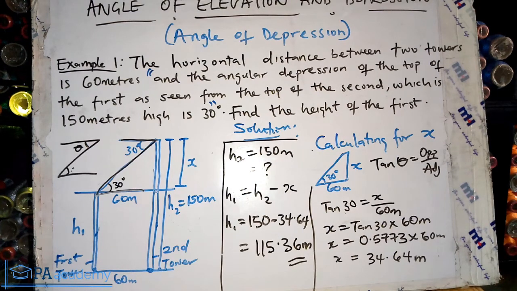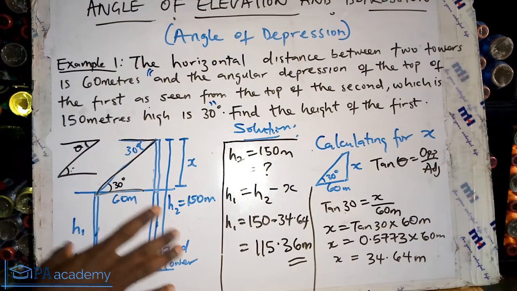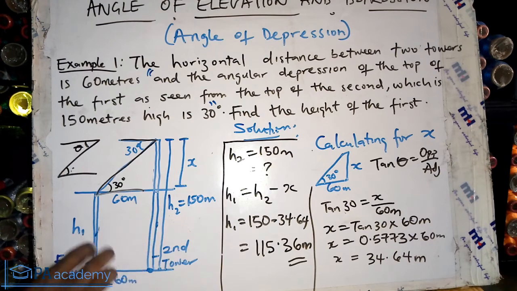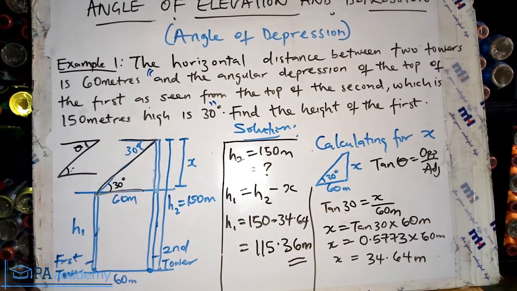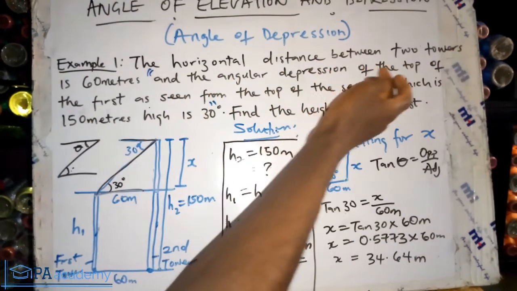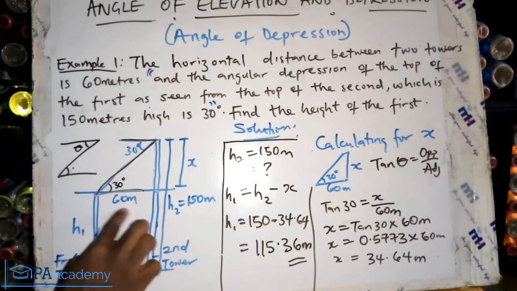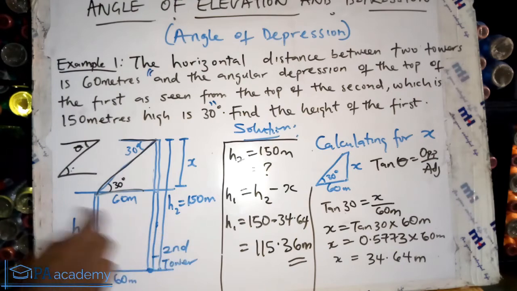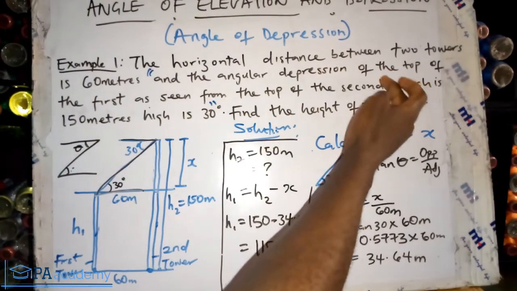So that means from this question, the height of this particular tower is 115.36. Let me explain this again. What the question is actually saying is that we have two towers, and initially they didn't even give us the height of the tower. The question did not even let us know that the towers have different heights until we got to this second part of the question. It said the horizontal distance between two towers is 60 meters, which is this. That means we have two towers, 60 meters apart.